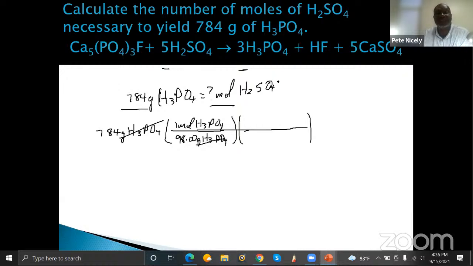the sulfuric acid, the same 3-to-5 mole ratio. In this case, I'm going to put 3 moles of H3PO4 down here. And up here, I'm going to put 1 mole of H2SO4. No, I'm sorry, not 1. 5 moles. What am I thinking? 5 moles of H2SO4. All right. So this will go with that. And basically what we'll be left with is our answer expressed in moles of H2SO4, which is what the question is asking for. So we have to do some number crunching here.